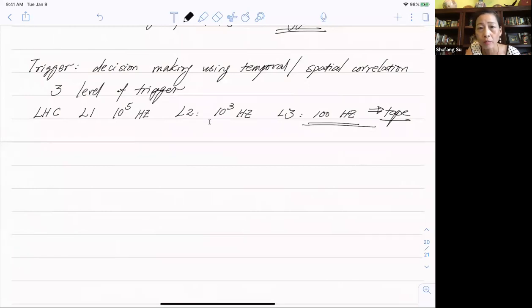So the chat. Can you please elaborate on the things that we don't need at hadron colliders? How do we know there's no new physics being thrown away?